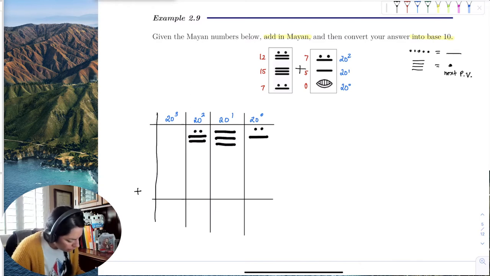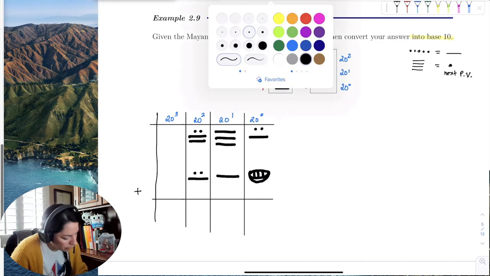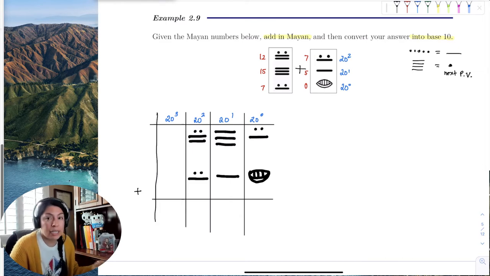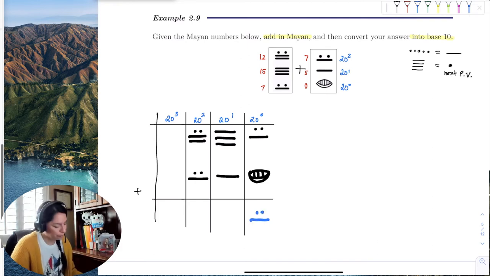In the second number, I have a shell, and a stick, and a stick, and two stones in the 400s place. Great. And so let's add now down. Let me pick a different color to do that. So I do have a shell, a stick, and two stones. That's just going to be 0 plus 7, and 7 is in base 20, so we can just keep it as a stick and two stones. So we're okay there.